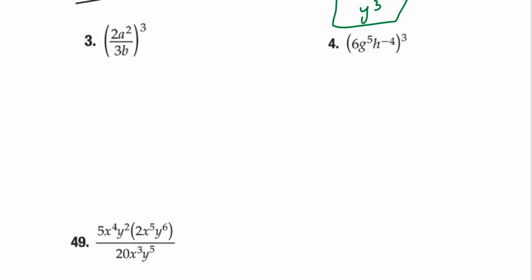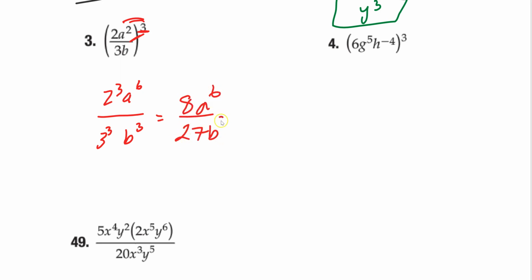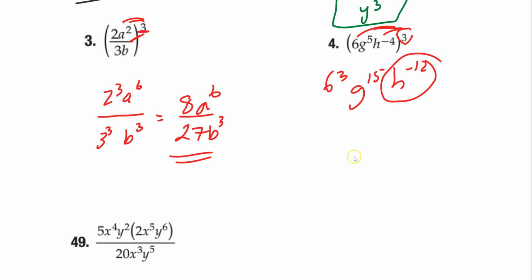If I'm doing the next one, I could distribute that 3 to everything. So it's going to be 2 cubed a^6 over 3 cubed b cubed. I get 8a^6 over 27b cubed. Same for the next one, distribute that 3 to all of it. So I get 6 cubed g to the 15th power and h to the negative 12 power. A couple things I have to do here. I have to flip this to the bottom because it's negative, and simplify that. So that's 216g^15 all over h^12.